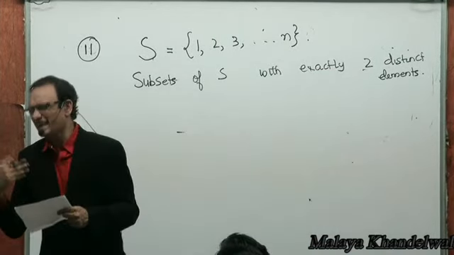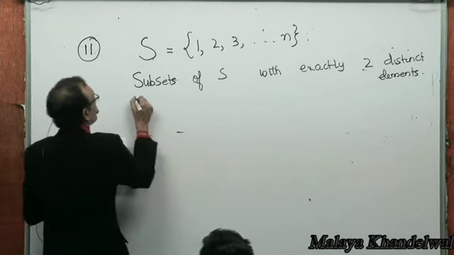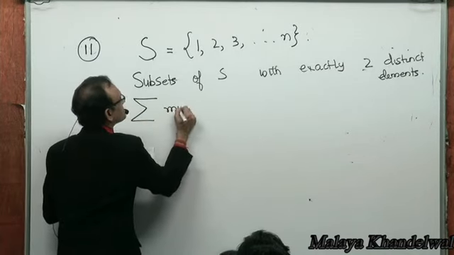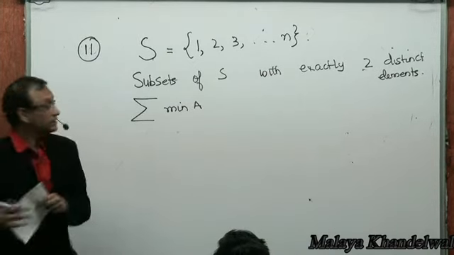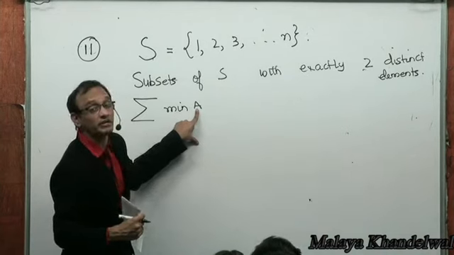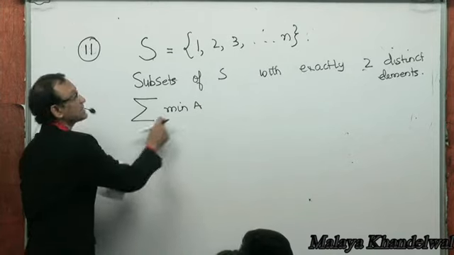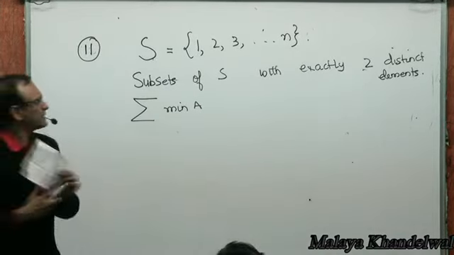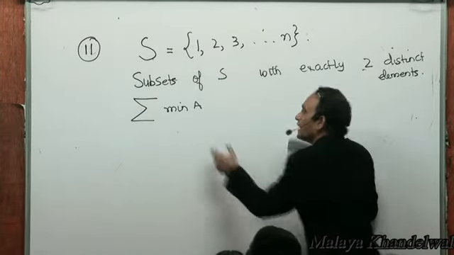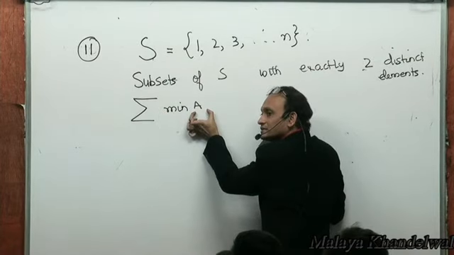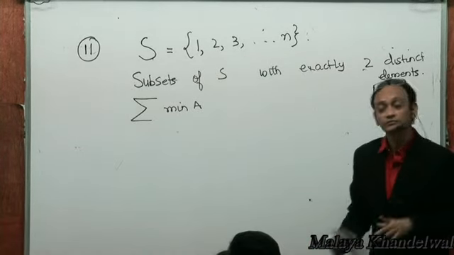These sets are referred to as A's, with exactly two distinct elements. What we want to do is take the minimum of each of these subsets. There are a variety of these subsets A with two distinct elements, and from each one of them I take the smaller value and I sum it up. This is what I want to be able to do. You understand the problem or not? Okay.